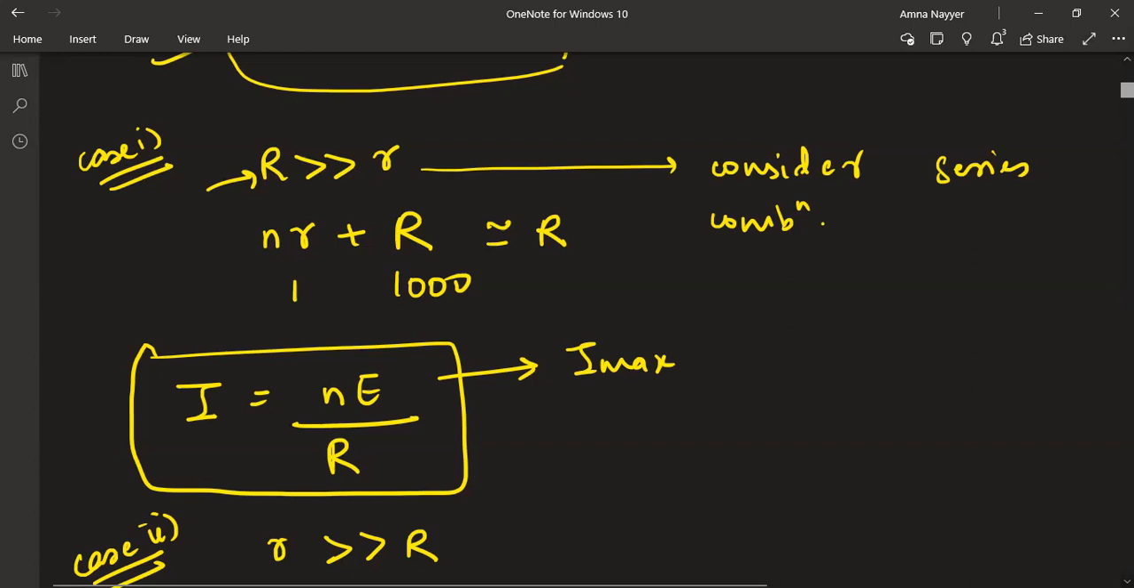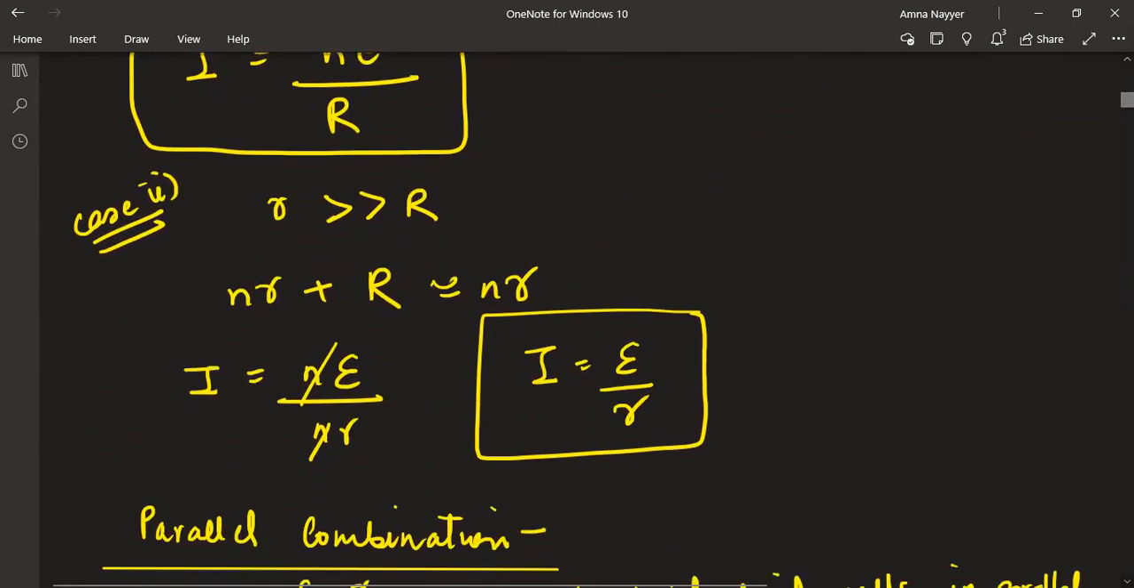So, you will prefer series combination. Now, see if small r is greater than capital R. Here, small n into small r will be of much greater significance than an external resistor. So you will write I is equal to nE by nr, n and n will get cancelled. So I will be equal to E divided by r.